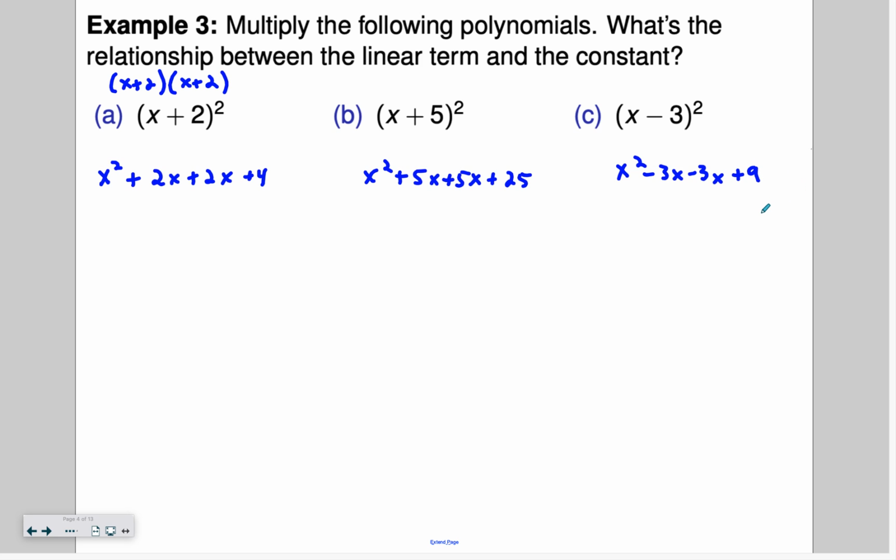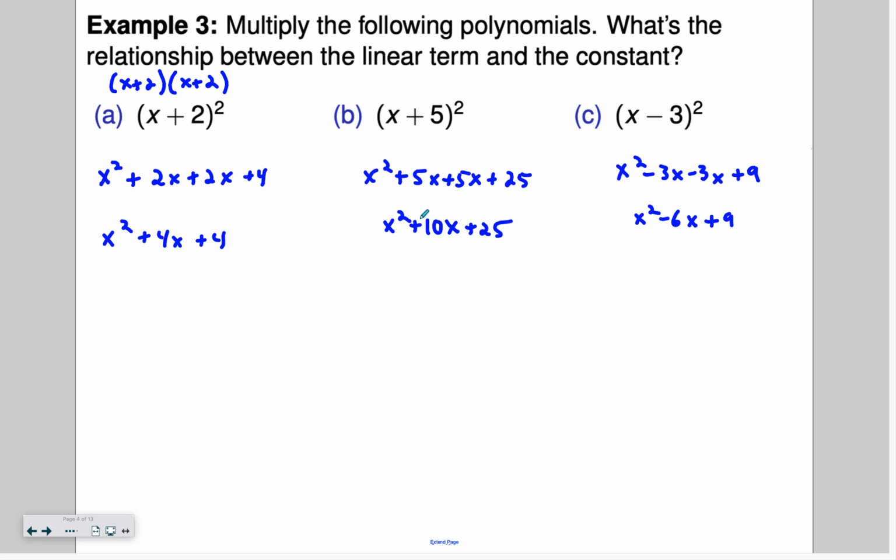So what's the pattern? Well, the pattern is that when you multiply these out, you always get the same term in the middle, and you end up adding them together. So you really just take this number and double it, and that's what's going to ultimately end up being your middle term when you're done, okay? And here, this will be x squared plus 10x plus 25, and here it'll be x squared minus 6x plus 9. So what's the link? What's the pattern?